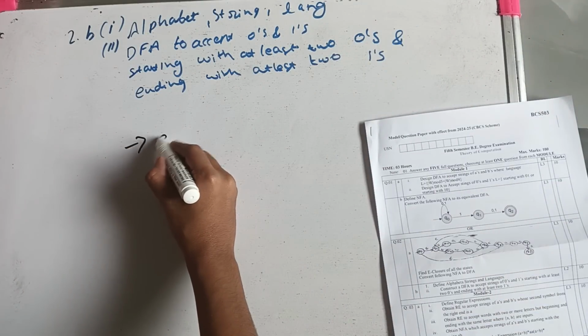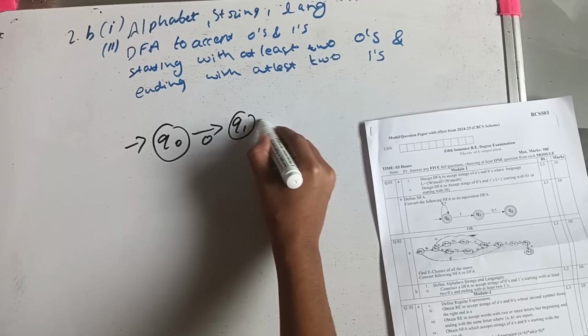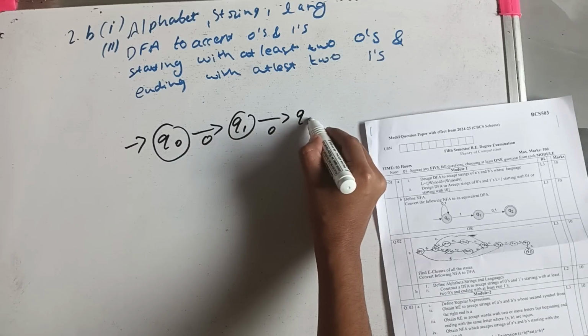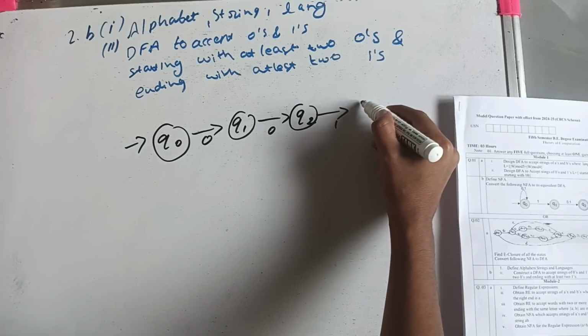So I am starting from here, Q0. I started 0, after that another 0. Okay, and it should end with 2 ones also.